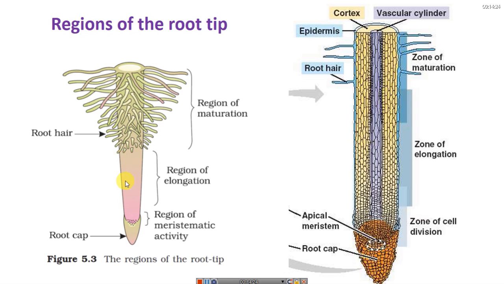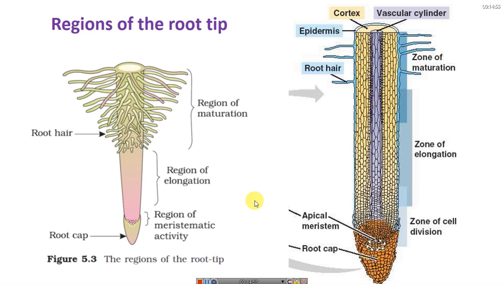If we see an LS of this root tip, we can clearly see the root cap cells here and the meristematic region where cells are actively dividing, and then gradually the cells elongate in size, and then in the region of maturation, the epidermal cells give rise to unicellular root hairs, and these are the root hairs that help in absorption of nutrients and minerals for the plant.